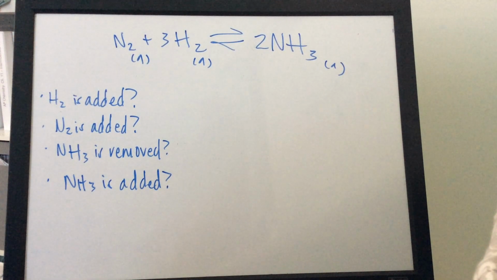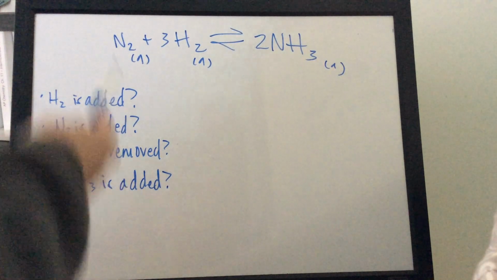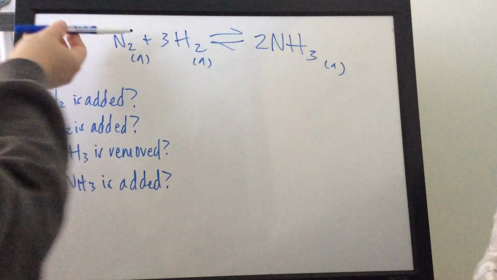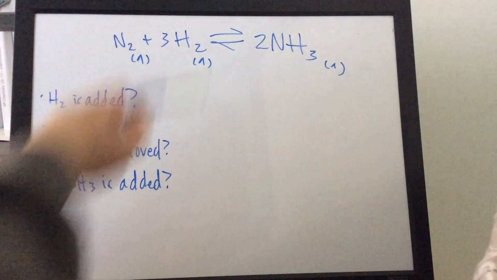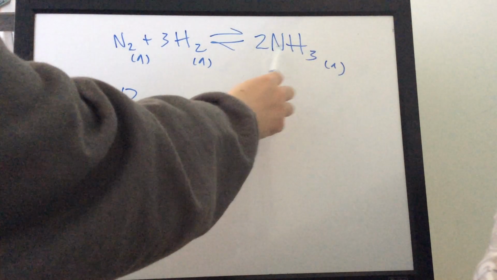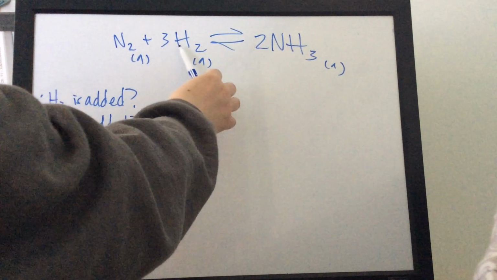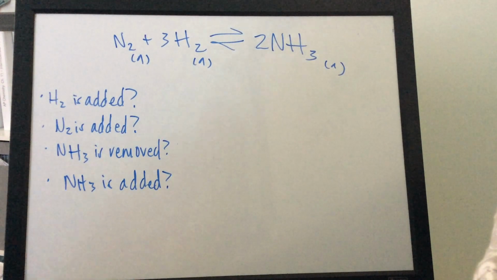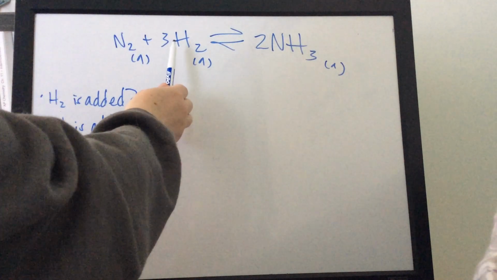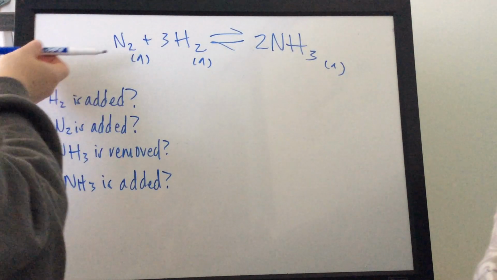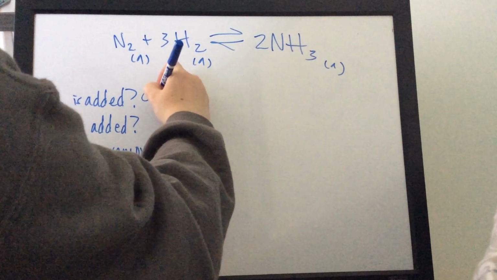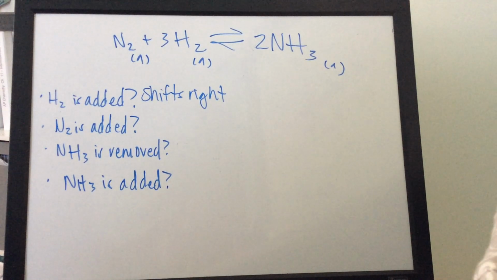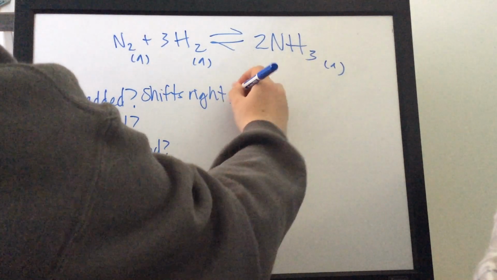The only way this reaction can use up the H2 is if the N2 and the H2 combine to make NH3, which would mean this reaction is going in the forward direction. If you think about it going the other way, the NH3 breaking down and making H2 would give you more H2, and that's not what you want. So if I have too much H2, the reaction shifts to the right, okay? And what that really means is that more NH3 is produced.